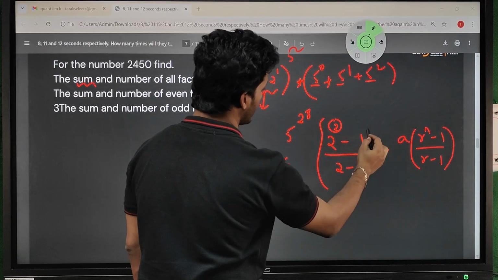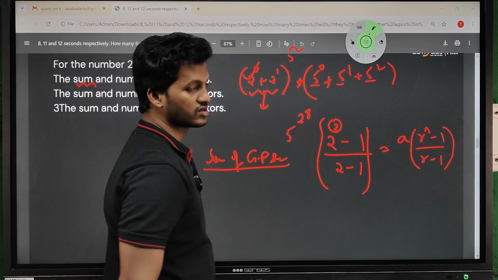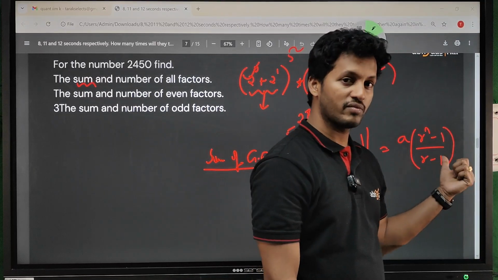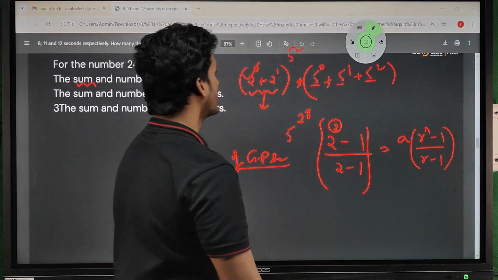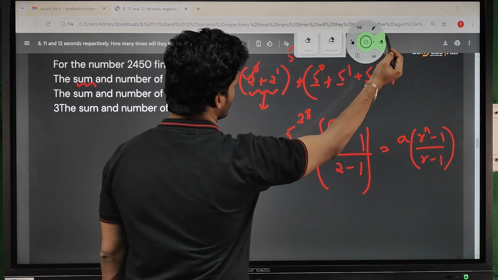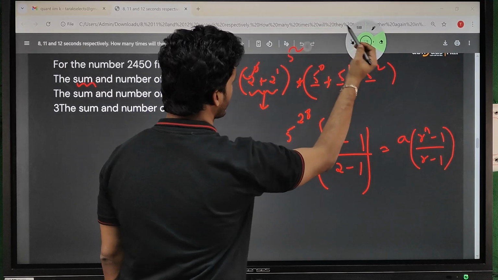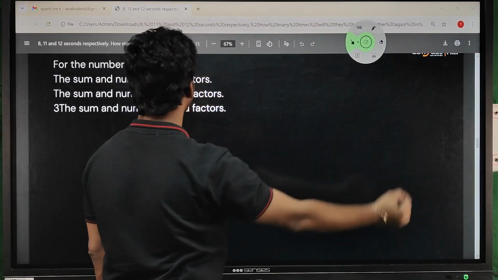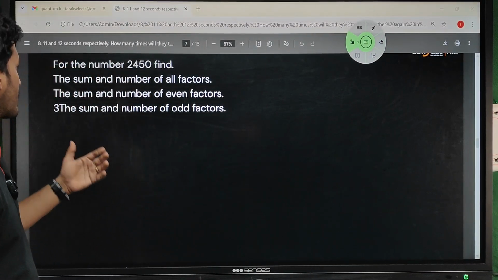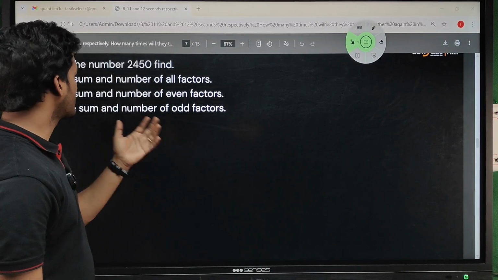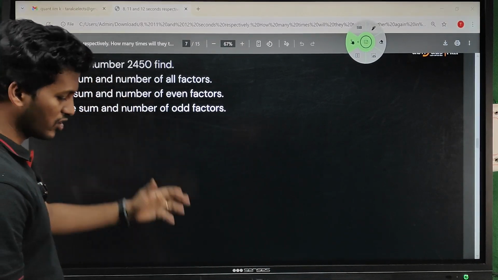What is the first term? It is a, that means 2 power 0, so 1 into 2 power n minus 1 by 2 minus 1. So that's the thing here. We will apply this sum of geometric series and we will get the answer. So these are very easy: sum and number of odd factors, sum and number of even factors, sum and number of all factors.